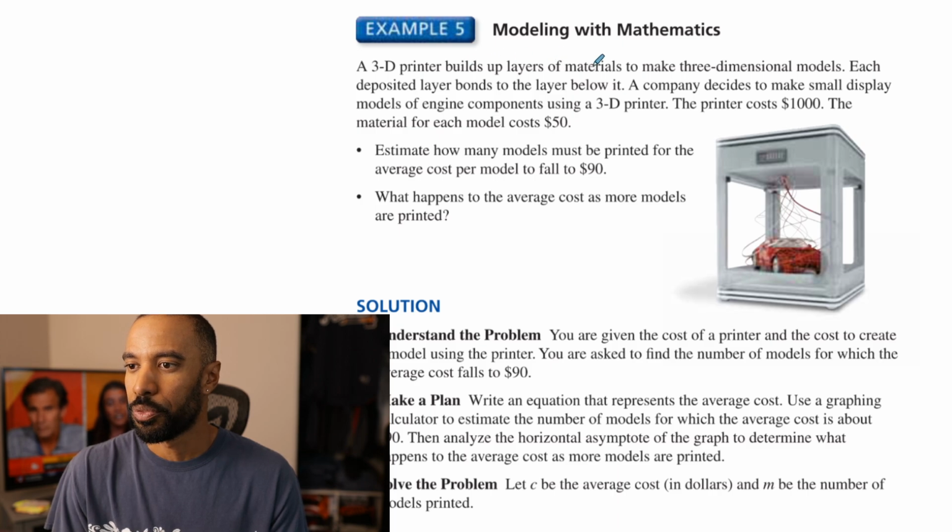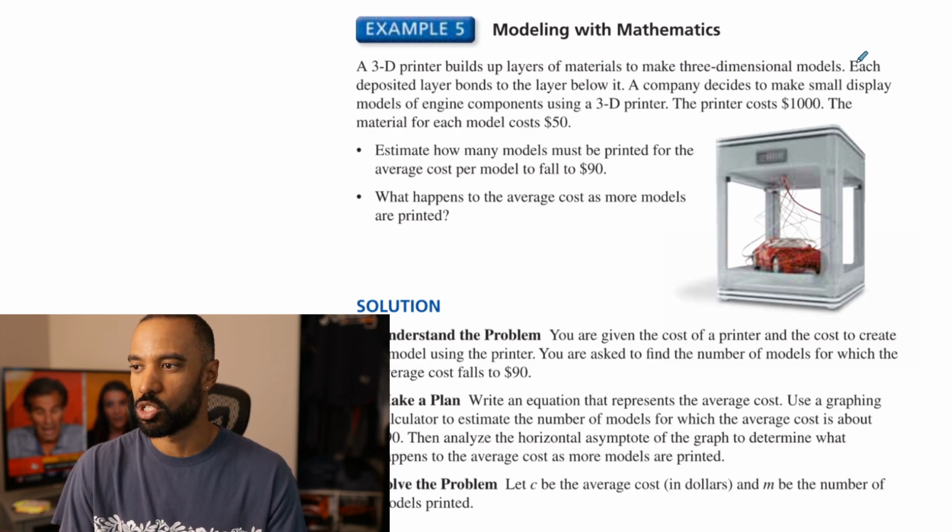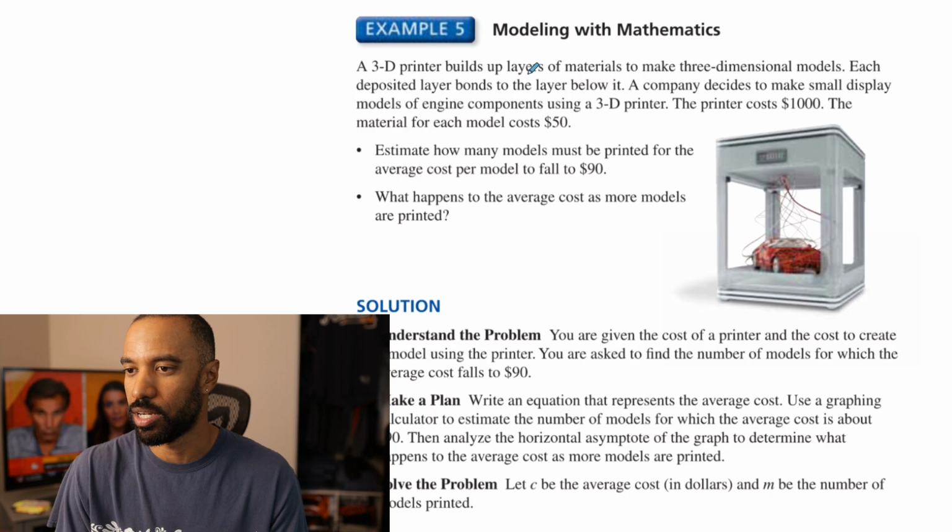Here we go. A 3D printer builds up layers of materials to make three-dimensional models. Each deposited layer bonds to the layer below it. A company decides to make small display models of engine components using a 3D printer. The printer costs $1,000. The material for each model costs $50.